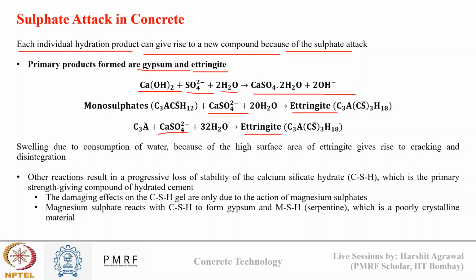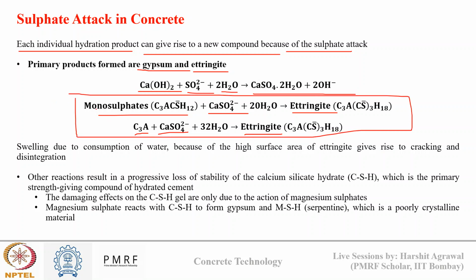react with monosulfates or the C3A phase. Okay, so from these two equations you can see that this is the hydrated cement paste and this is the unhydrated phase in my cement. Okay, this is the external sulfate ions that came and interacted with calcium hydroxide and formed calcium sulfate. Okay, they reacted with the hydrated phase of the cement to form a new compound, that is ettringite.